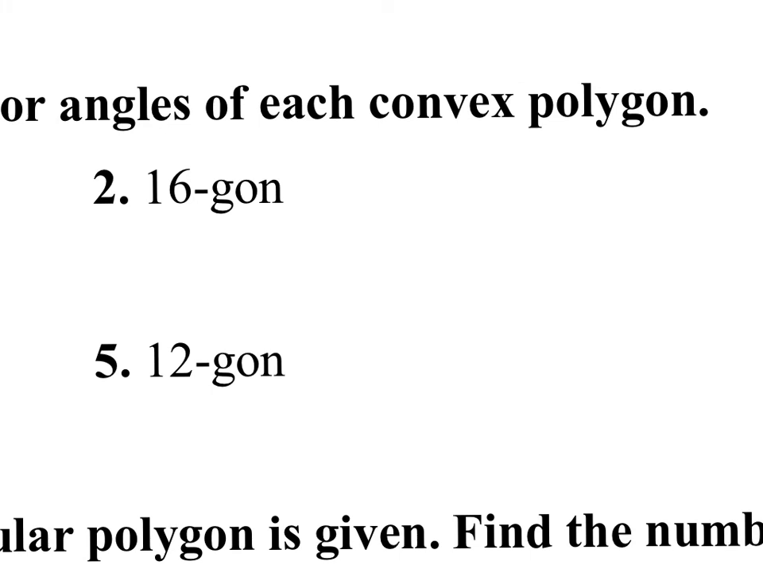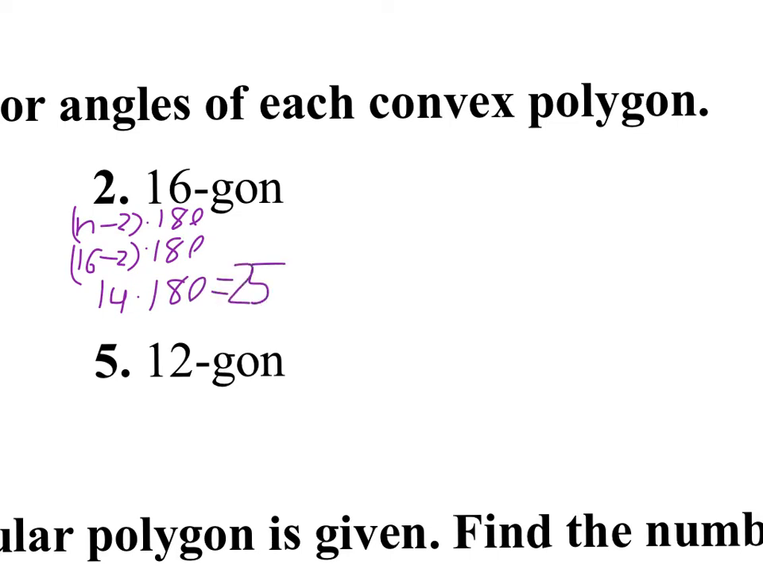16-gon, that's going to be our n minus 2 times 180. 16 minus 2 times 180. 14 times 180 to give us 2,520.